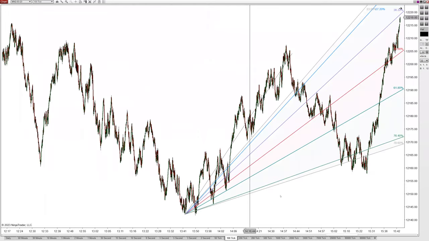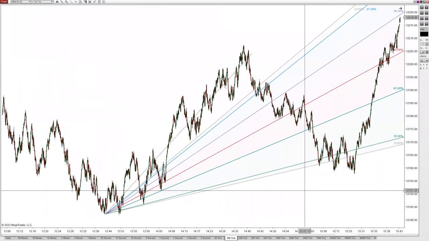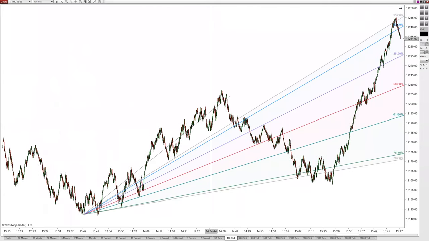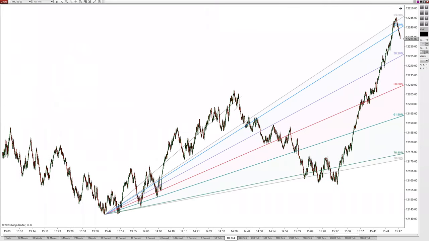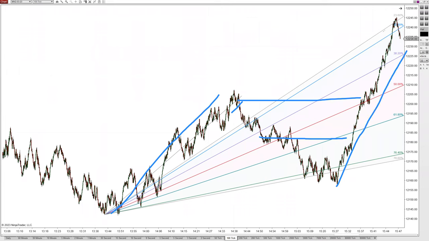So on this, we look at the pullback. This is my hip zone. Here's the kneecap zone. And then you've got also your measured move zone that you're watching for. And then those fan levels are going to serve as resistance. So I had partials on the books here.